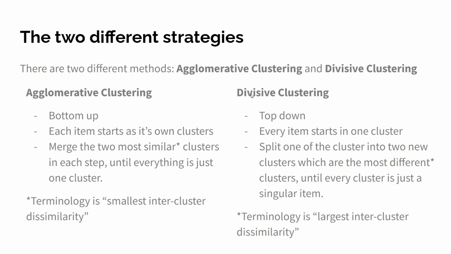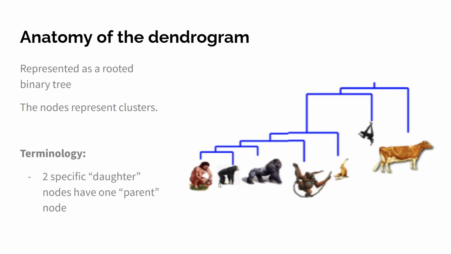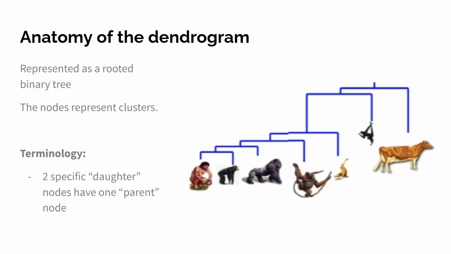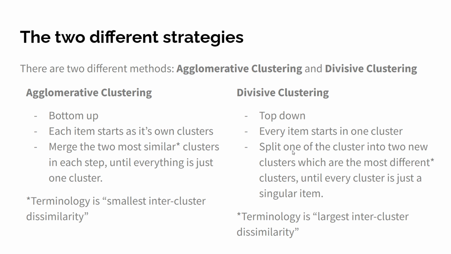The opposite is divisive. In agglomerative, we started at the bottom and merged as we went up until we only had one. In divisive clustering, we start at the very top and everything's in one cluster. At every point we split one of the clusters into two new clusters, which are the most different. At the start, the two most different clusters are all of these together and the cow. On the next step, we need to see what the two most different clusters are now, and we end up splitting it into this group and this group. We do this all the way down until every cluster only consists of a single item.